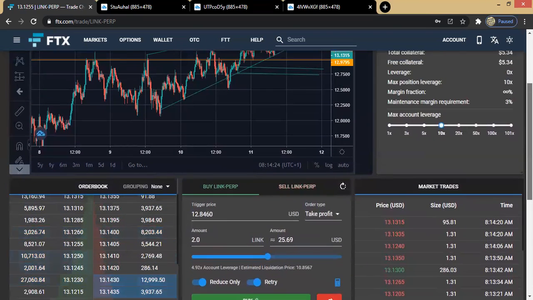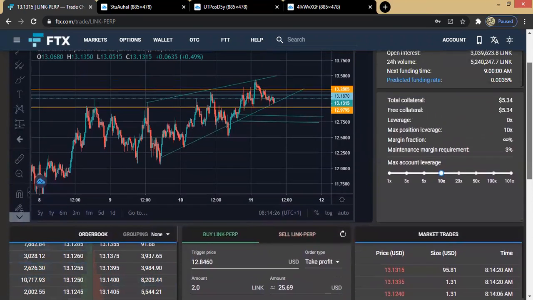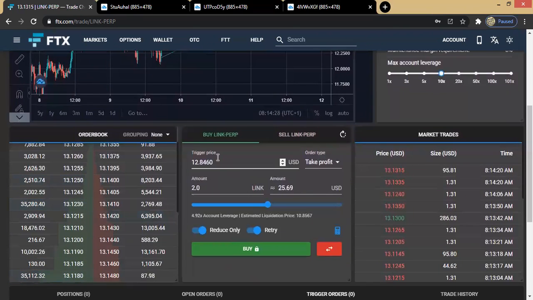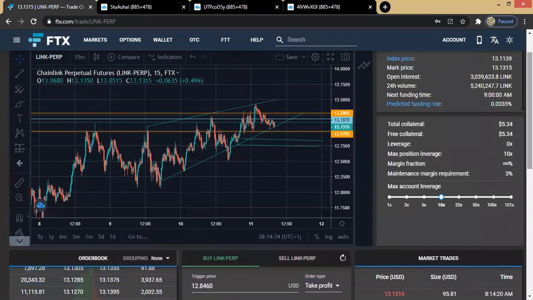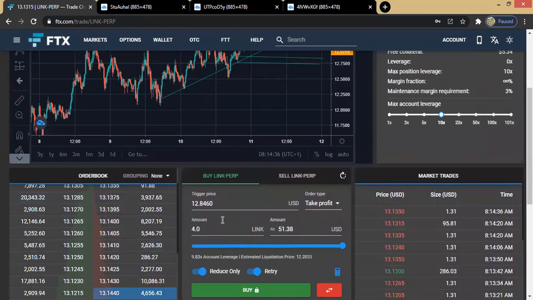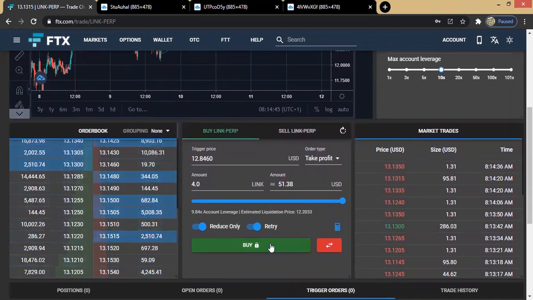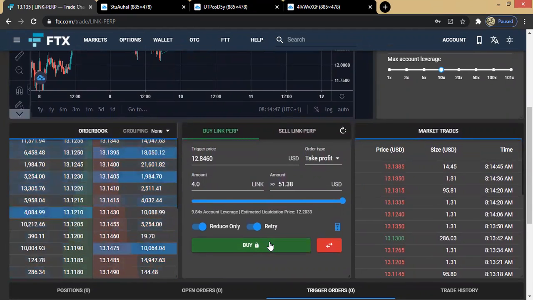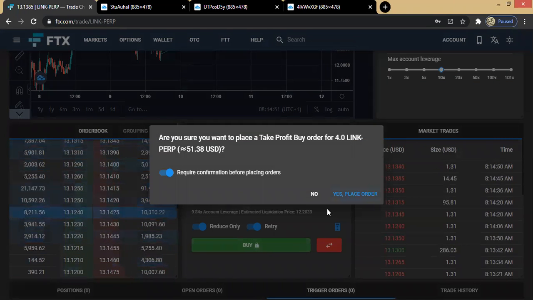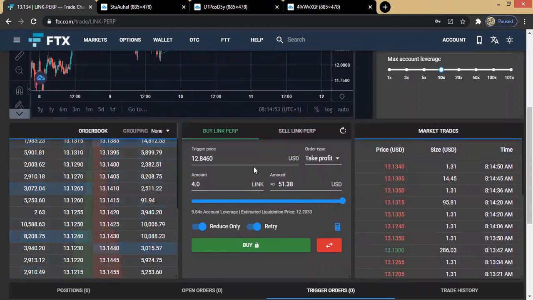So if eventually I tell you to buy at 12.8460, then if it gets there, we'll talk about where we will place our profits, where we take our profit. So I go right here and click on buy, and then finally it buys for me.